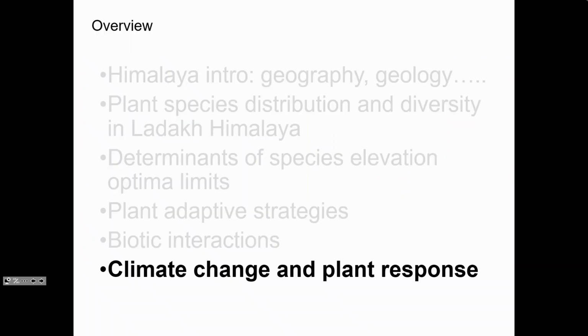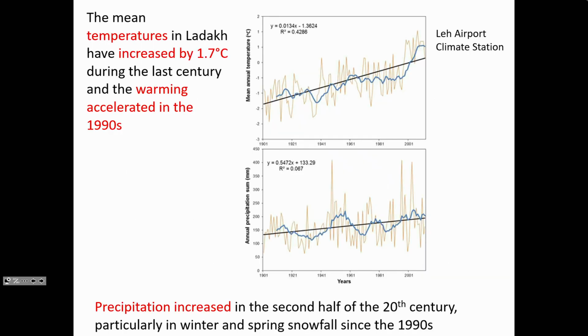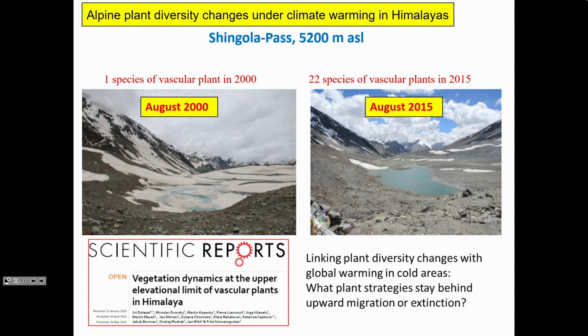Last but not least, very quickly, climate change and plant responses. This is something that is really a topic in mountains in general, in the Himalayas in particular, because the last three decades in the Himalayas experienced really accelerated warming. What did it cause? A few examples.